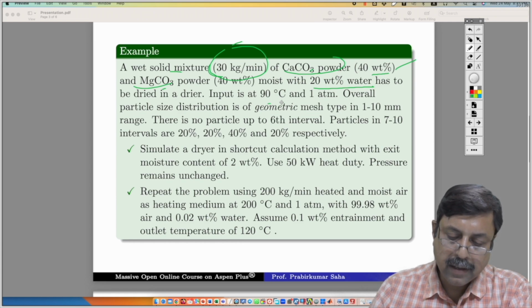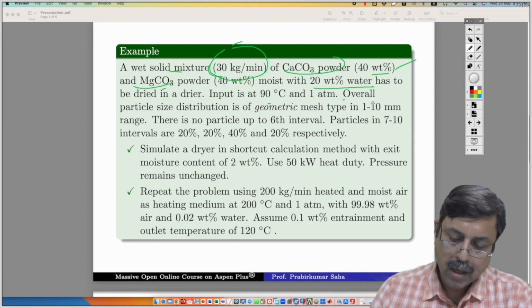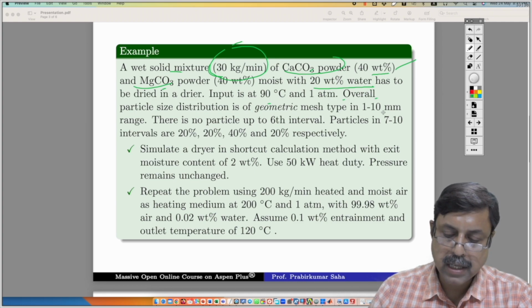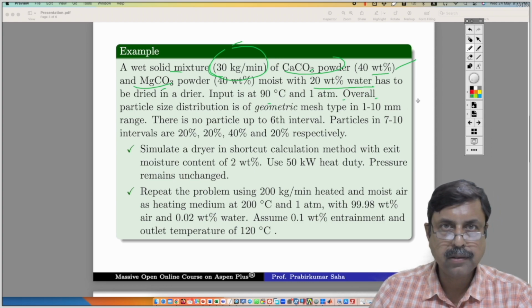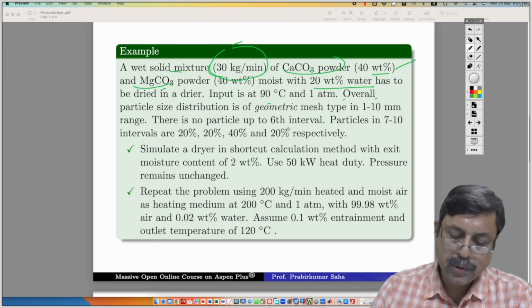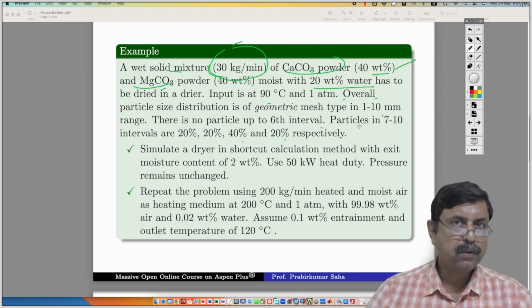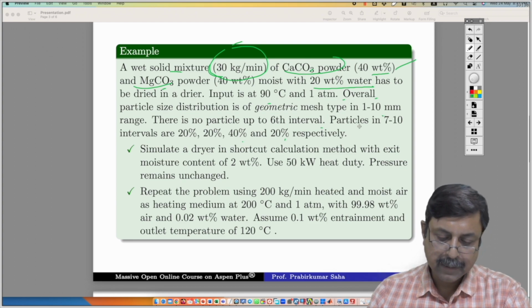Input is at 90 degrees centigrade and 1 atmosphere. So the input condition has been given. Overall particle size distribution is of geometric mesh type, 1 to 10 millimeter range. So the PSD, the particle size distribution, is given. There is no particle up to the 6th interval. Particles in 7 to 10 intervals are 20%, 20%, 40%, and 20% respectively. So we shall understand it better when we actually feed in the data.